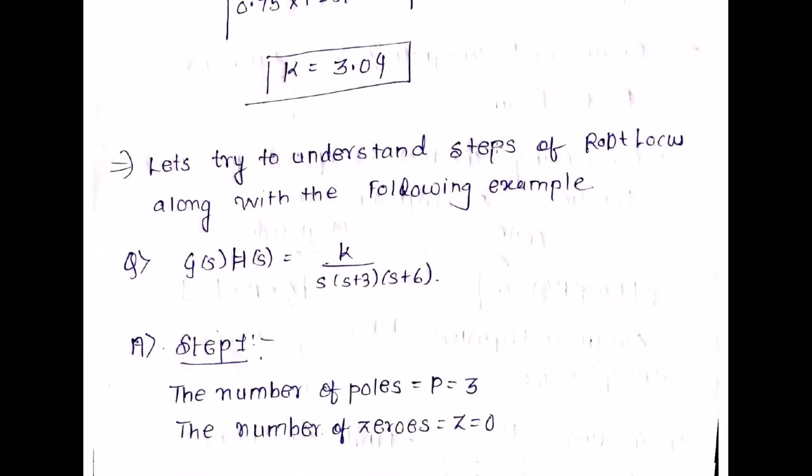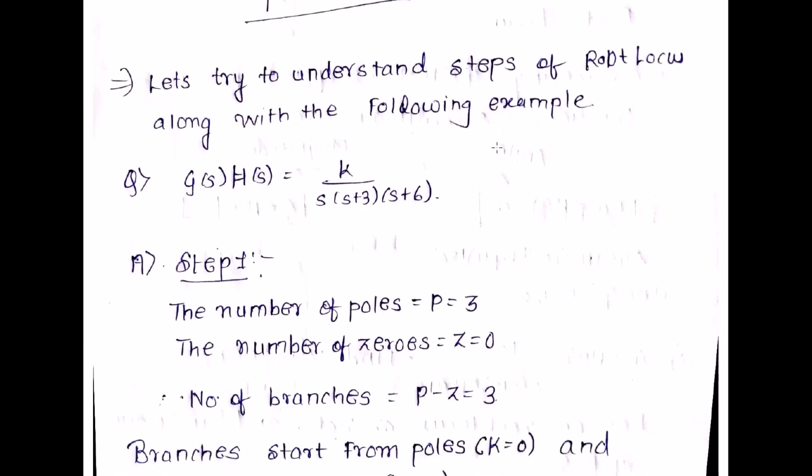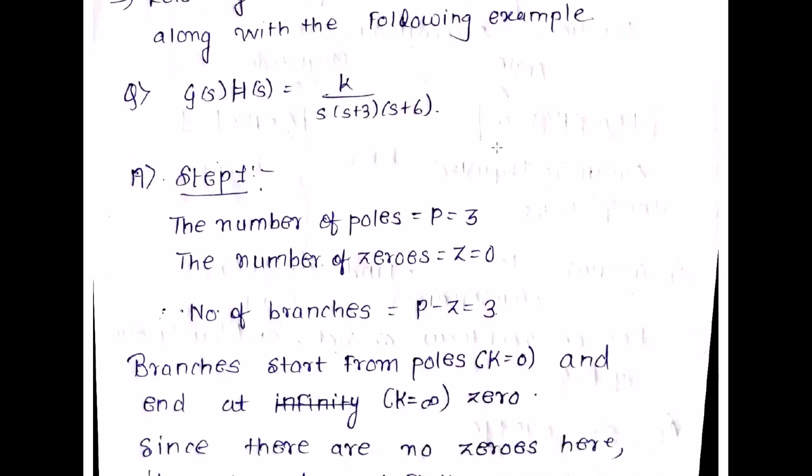Now let us try to solve a simple numerical of root locus, and let's see what the steps are. Once you understand this, then probably in the next video we can solve a full complex numerical on root locus. So the question is: g of s into h of s is K upon s into s plus 3 into s plus 6. Find out the root locus.